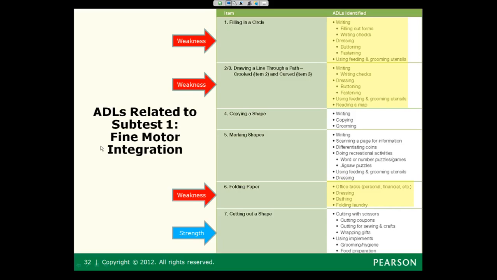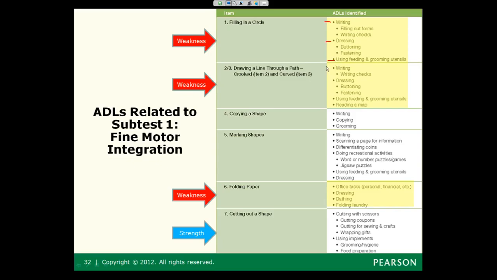So what I did basically was I took the charts and I went back and I looked at Mary's performance on each of the items and what did she have difficulty with specifically, so we can really start to think of the ADLs that are going to be affected. So we know that items 1, 2, 3, and 6 were particular weaknesses for her, which would then start to get me concerned about her ability to do her writing, her dressing, using feeding and grooming utensils.